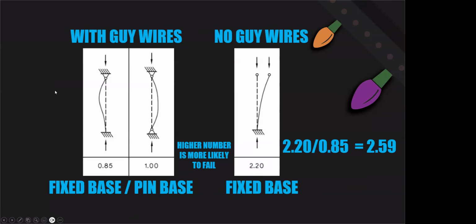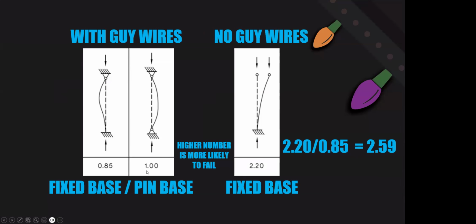So I'm going to talk a little bit about the different types of failures here. A little bit of technical stuff, but it kind of explains it better. With guy wires are these left two images. No guy wires are on the right side. And what you have here is the same image that I showed before, pushing on the top of the bottom. It's pinned on the top and bottom, which basically means it's free to rotate any which way it wants to. There's nothing holding it rigid.